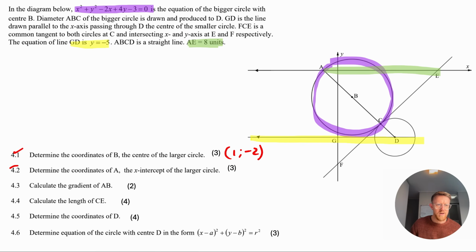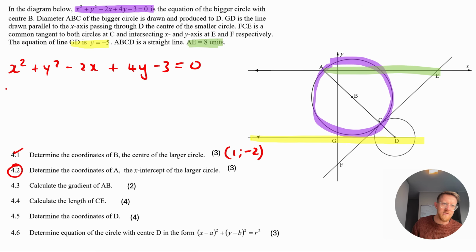This question, determine the coordinates of A, which is the x-intercept of the circle. So you can just take the circle equation that we have. You can also use the new one that we got in the previous question. It doesn't really matter. Now we know that if ever you want to find an x-intercept, you make y 0. So this will just become like this, like that, and like that.